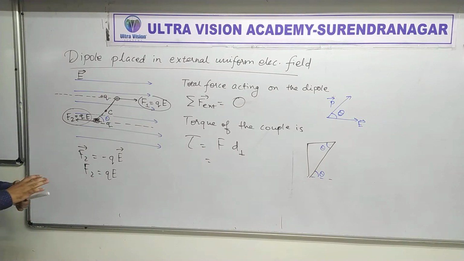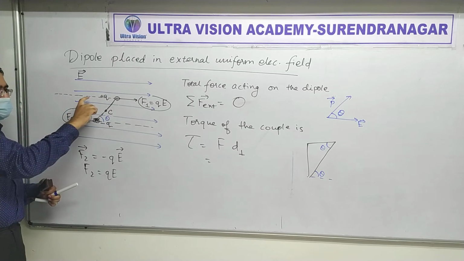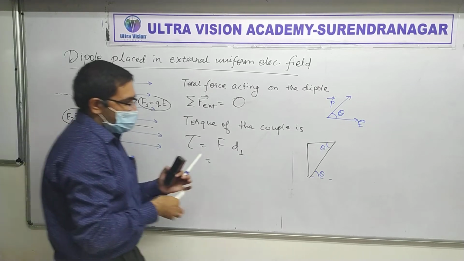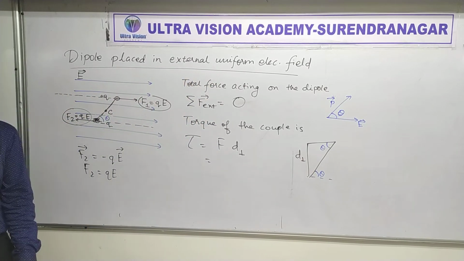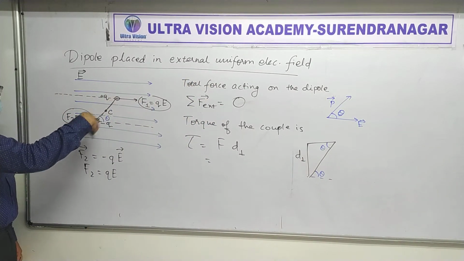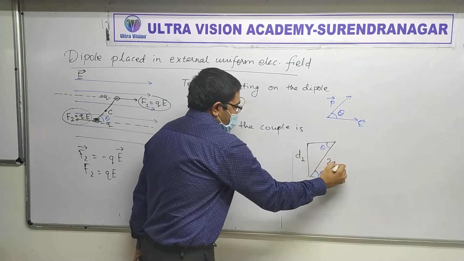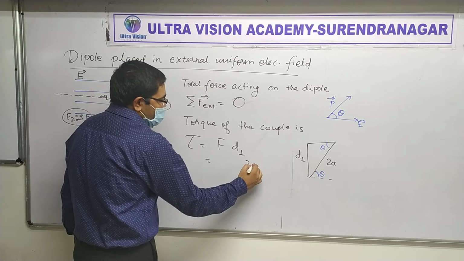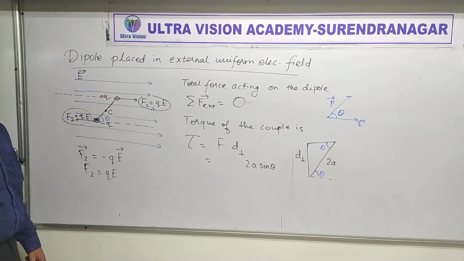Again, the perpendicular means perpendicular distance between line of force and line of force. This one, vertical. Correct or not? This is D perpendicular. What's the hypotenuse of this? How much is that? 2a. Very good. So D perpendicular will be 2a sine theta. Yes or no? Yes.